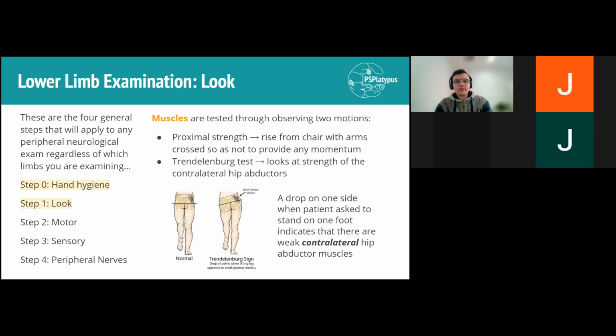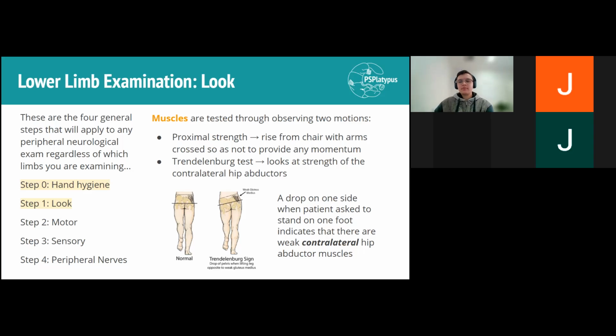The second one is Trendelenburg test. This is something you should have come across probably in anatomy, probably in your tutorials or something like that, where you're looking at the strength of your hip abductors and specifically your contralateral hip abductors. So we're thinking about things like gluteus medius and gluteus minimus mostly. What you do is you get them to stand up and get them to stand on only one foot.